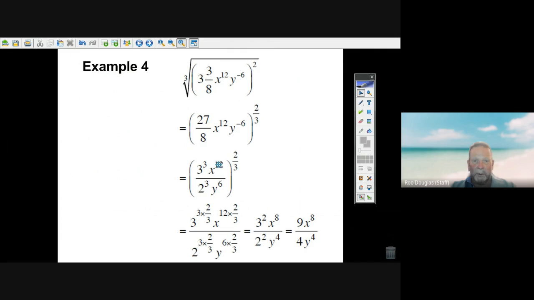Now all you do is take this 3 and the 12 and the 3 and the 6 and multiply it by 2 over 3. Well, the 3's cancel all over the place. You get 3 squared, x to the 24 divided by 3 is 8. The 3's cancel, 2 squared. 6 times 2 divided by 3, 12 divided by 3 is 4. 3 squared is 9, 2 squared is 4.